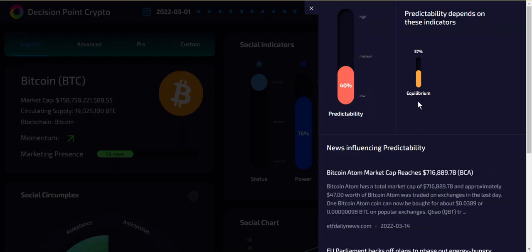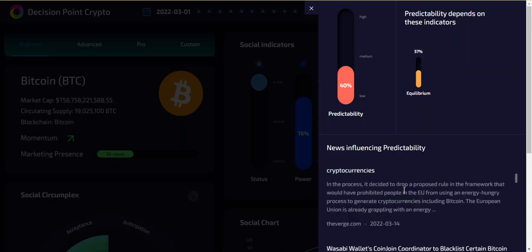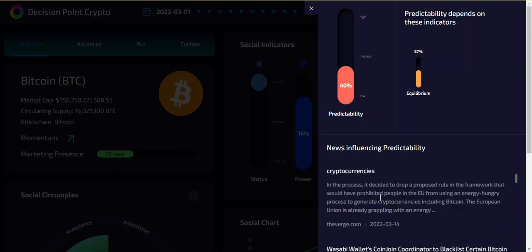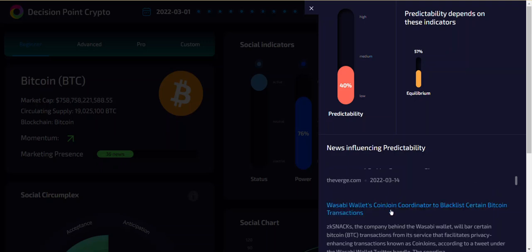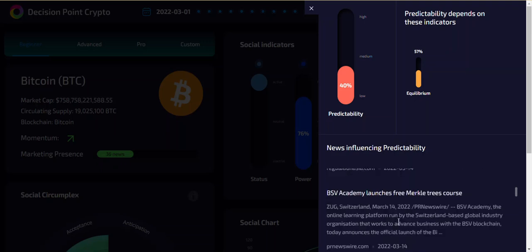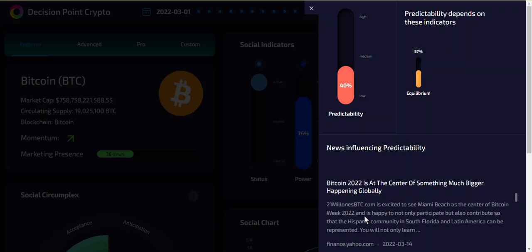Predictability depends on, it looks like, equilibrium, right? And what is that? So, you can go into this is the news affecting its predictability, and you can go down here. And of course, one of the things affecting its predictability is what crypto is doing in general, right? So it goes down, and you can take a deep dive in any one of these articles.